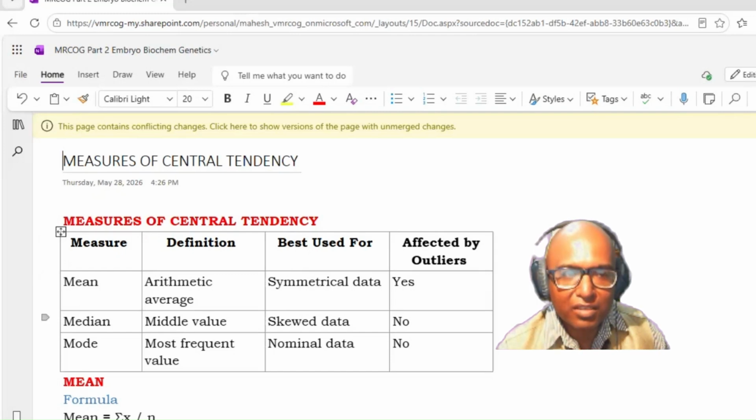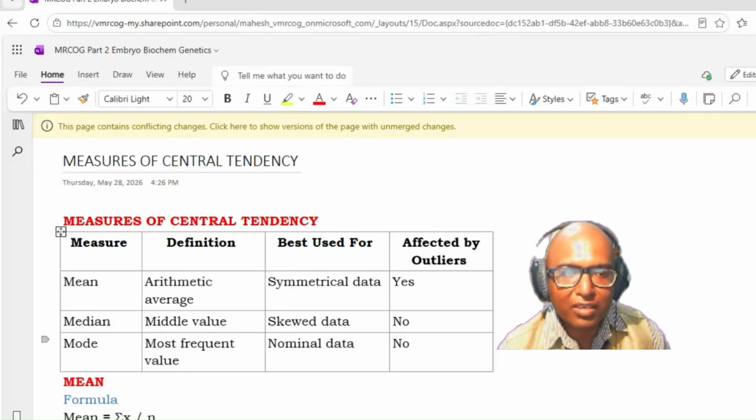Okay, then second is the median. Median is the middle value of the data set when it is arranged in ascending order. Whatever the middle value is, that is the median. It is best used for skewed data, while mean is better for symmetrical data. Okay, and is the median affected by the outliers? No, median is not affected by the outliers.